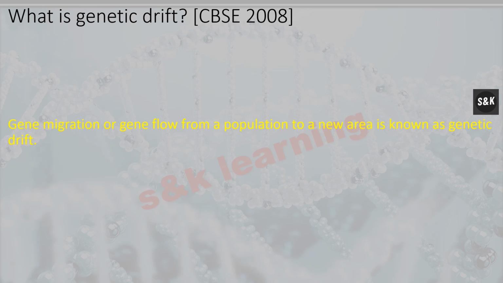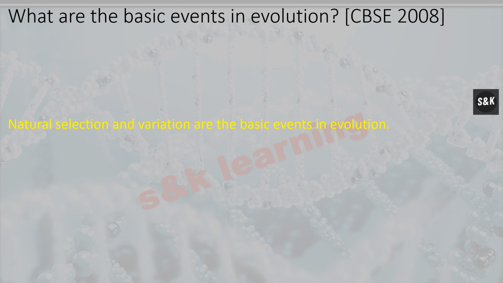What is genetic drift? Gene migration or gene flow from a population to a new area is known as genetic drift. What are the basic events in evolution? Natural selection of variation, and variation, are the basic events in evolution.